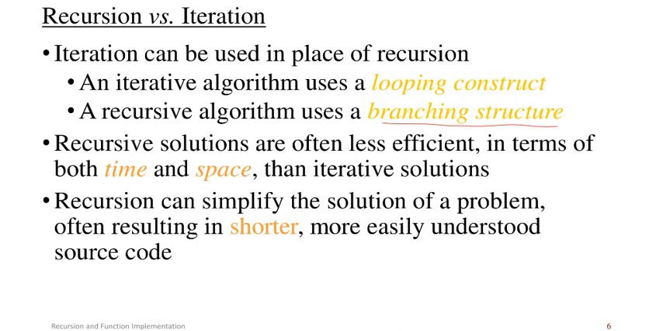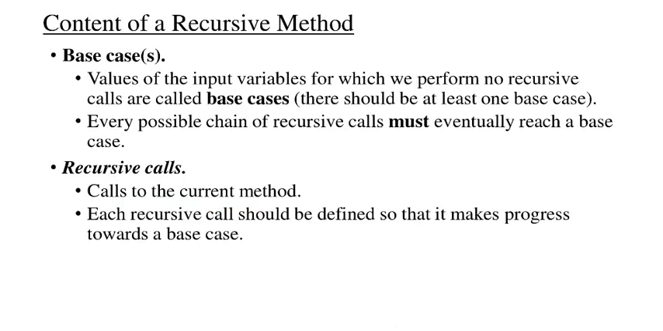But of course, there is a positive point for recursion also. Look at this third point. Recursion can simplify the solution of a problem, often resulting in shorter, more easily understood source code. It's very simple, made of only 2 to 3 lines. So as part of your reading, understand the distinction between recursion and iteration in a clear-cut manner.